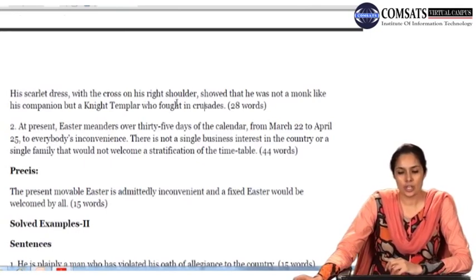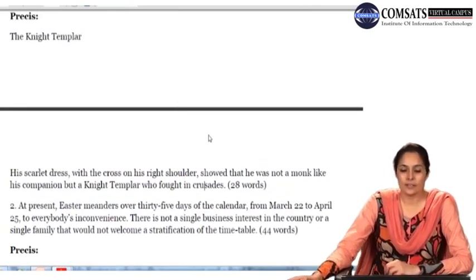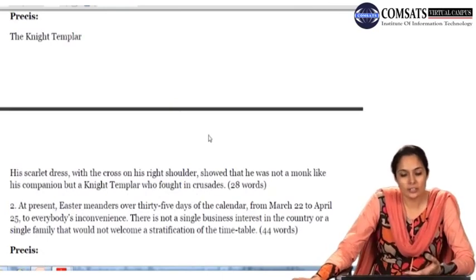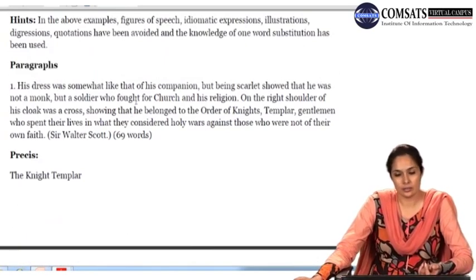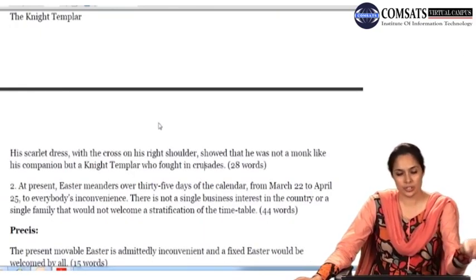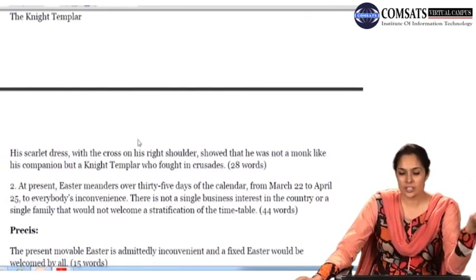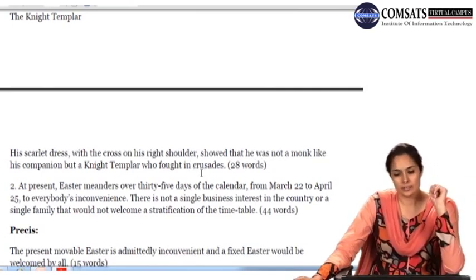Your Prezi is changed into a 28 words small paragraph that gives you all the related details that are there in the passage. That is, the person's dress was different. It was scarlet in color. There was a cross on his right shoulder, and he was not a monk. He was a knight templar. और knight templar वो लोग होते हैं जो crusades में fight करते हैं.